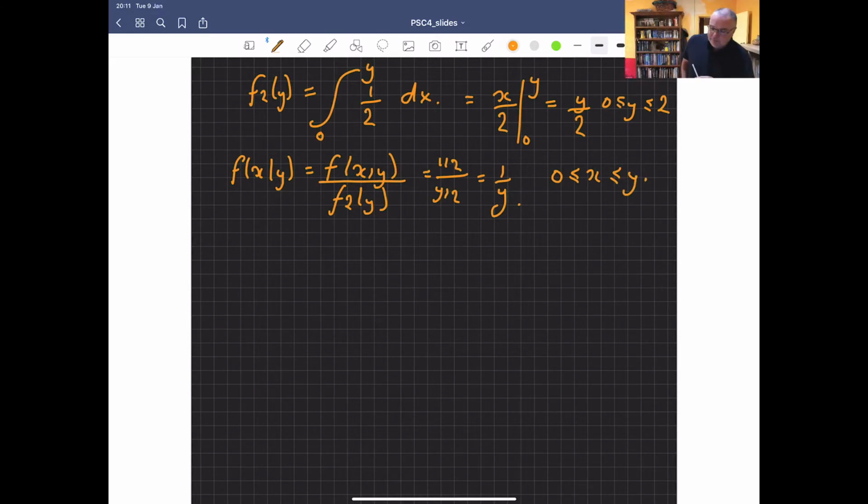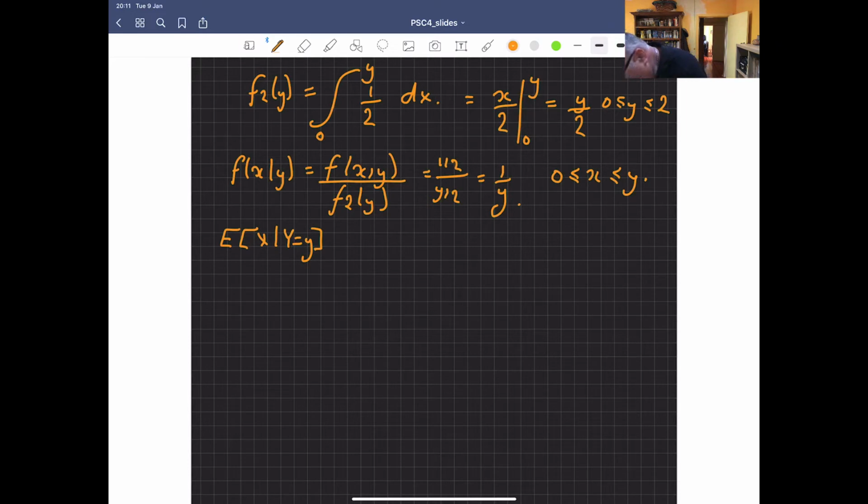Because the thing to remember about that conditional distribution is that's basically a constant, that 1 over y. I know it looks like it's a function of y. It's not. It's a function of x given y. So it's constant in terms of x. So now we can put that together and we can work out the expected value of x given y equals y.